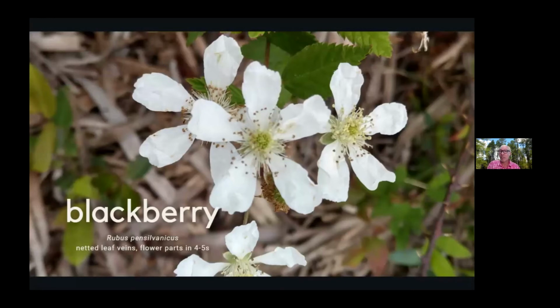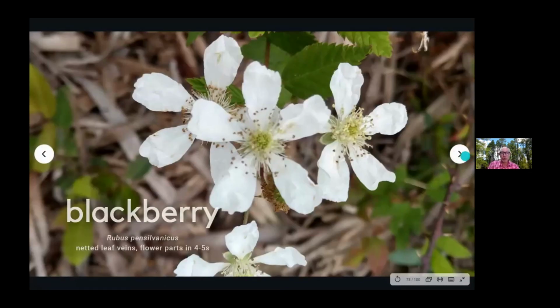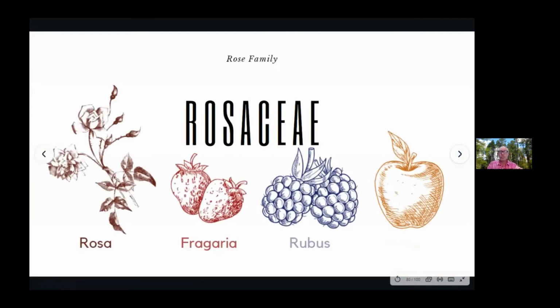A relative of the swamp rose is the blackberry. 1, 2, 3, 4, 5. How many stamens? A whole bunch. Just like its cousin, a whole bunch. A familial characteristic of this group. The hog plum, Prunus umbellata, 1, 2, 3, 4, 5 petals across this inflorescence. Many stamens, another relative of the rose and the blackberry. So those are all examples of the Rosaceae.